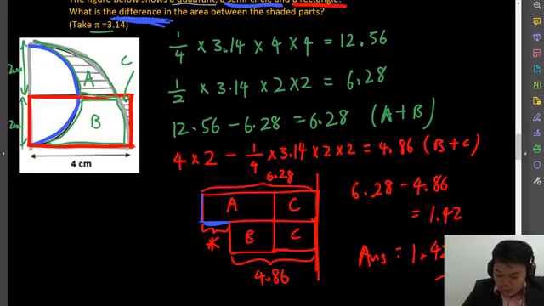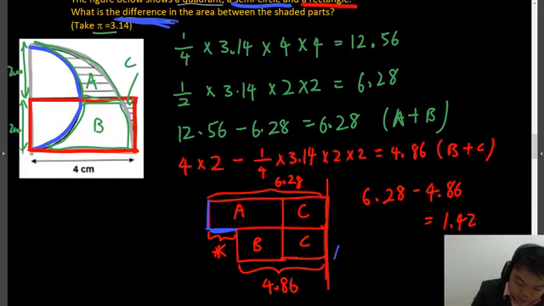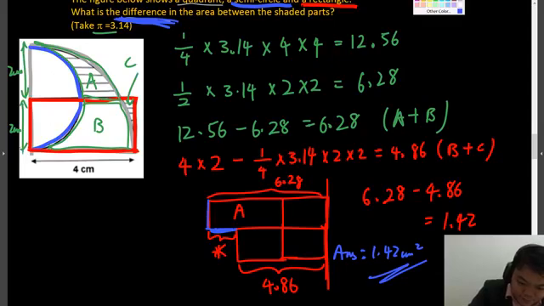Why is it lagging? Hang on, let me just shift this working a bit. So the answer here will be 1.42 cm squared. Alright. Sorry, made a mistake. So this is A and B, this is B and C.